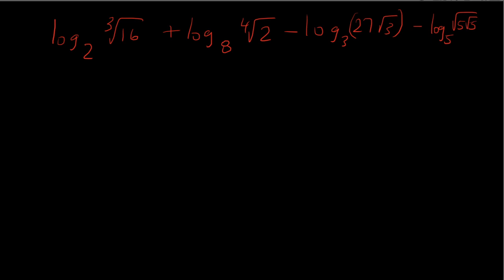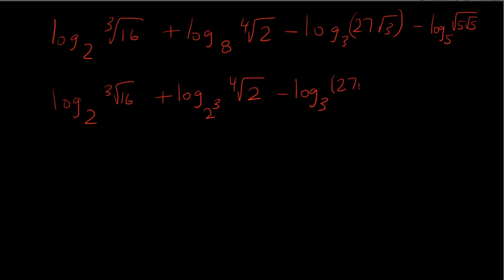Okay. The first thing we're going to do is look at the base and make sure that it's in the lowest term. In other words, we want to write it as a base to an exponent. So the first one will be log base 2 of the cube root of 16. We can rewrite 8 as 2 cubed. And 3 is prime, so we're going to leave it alone. Same thing with 5.